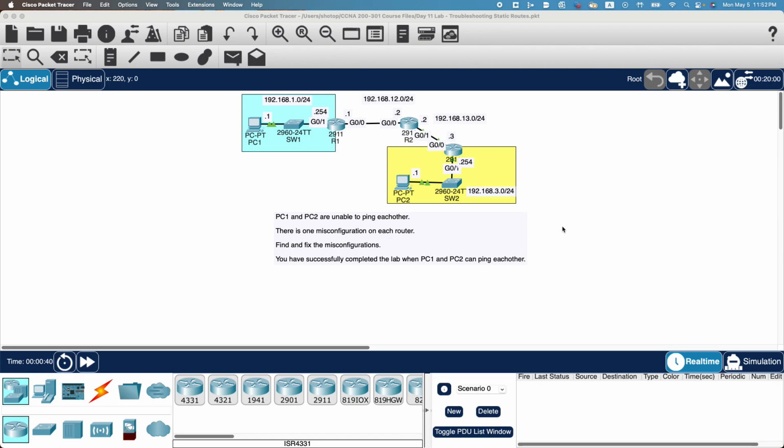Today we are going to do Jeremy IT Lab's Day 11 lab called Troubleshooting Static Routes. I have not seen this lab before, and I want this series to be that way, where I work through a lab as part of my preparation for the CCNA for the first time, and maybe I can share some thought process with anybody who might be listening or interested in this.